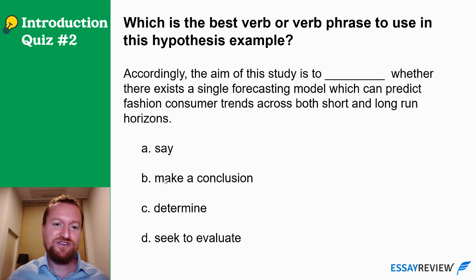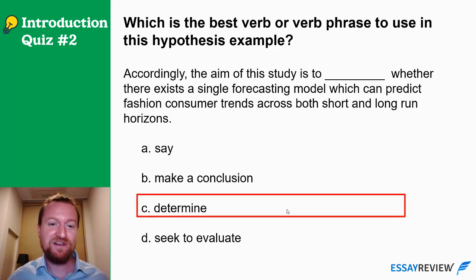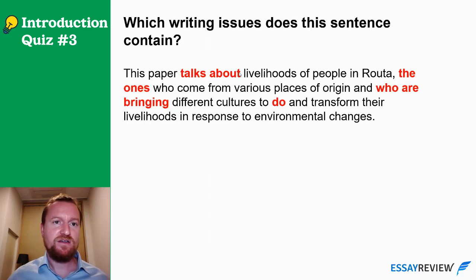Well, "say" is pretty colloquial, "make a conclusion" is pretty long, "determine" might be good, "seek to evaluate" is too long. "Determine" is the best verb here. The aim of this study is to determine. So as you can see, the verb is very important here, especially in your hypothesis, or your statement of purpose, I should say here. Okay, last question.